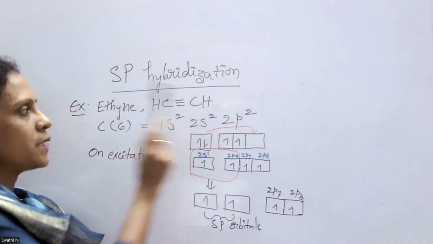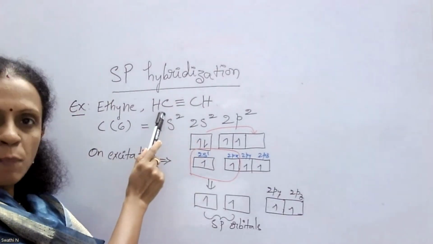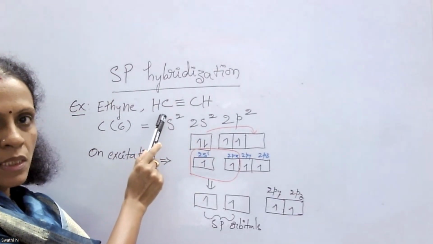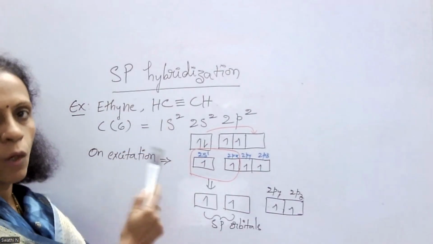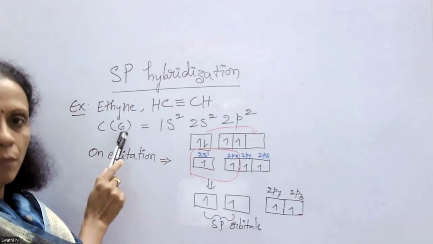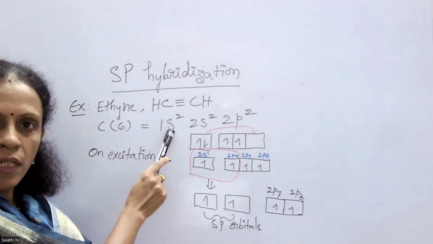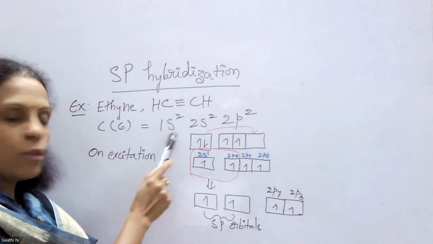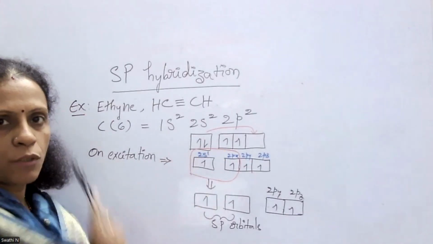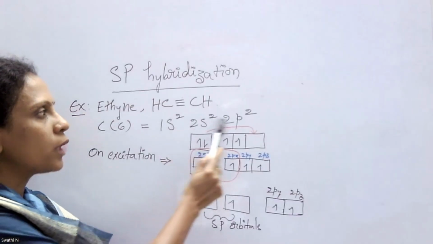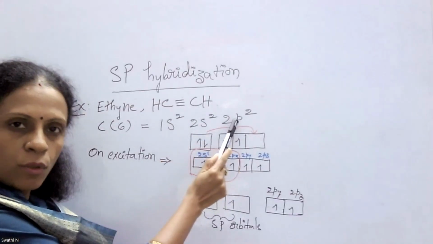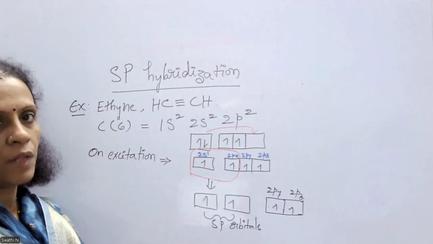CH triple bond CH is the formula. So with respect to each carbon, now the hybridization state is sp. Let us see how it happens. So carbon atomic number is 6. So the electronic configuration is given here. So 1s2, 2s2, 2p2 is the electronic configuration. So you can count the total number of electrons. 2 plus 2 plus 2, it is 6 electrons that are present in case of carbon.